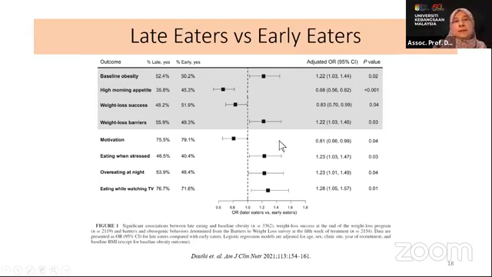A study conducted in Boston, USA, and published recently, compared late eaters to early eaters. Late eaters, most of them are evening chronotype. They found that late eaters are more likely to have higher baseline obesity and lower morning appetite, and then they have more weight loss barriers, and are more likely to eat when they are stressed and overeat at night, night eating syndrome, and tend to eat while watching TV.